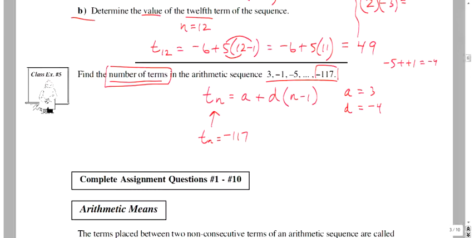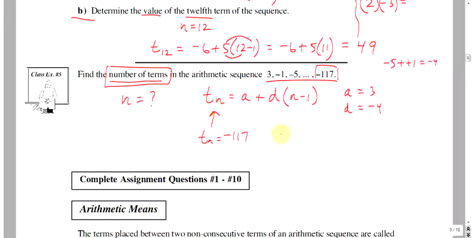I don't know what n is yet. That's what I'm trying to find. So that's the only thing I can call it. Once I know what n is, then I'll put that there. I'm trying to find n. I have to know everything else. I can't give you an equation with two variables to solve, unless I give you another equation. Two equations, two variables, that's fine. I only have one equation here.